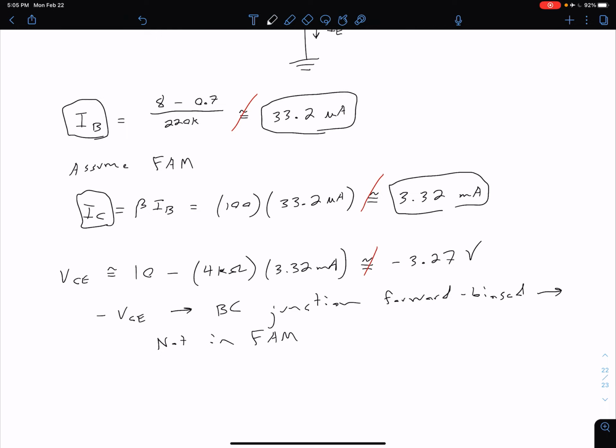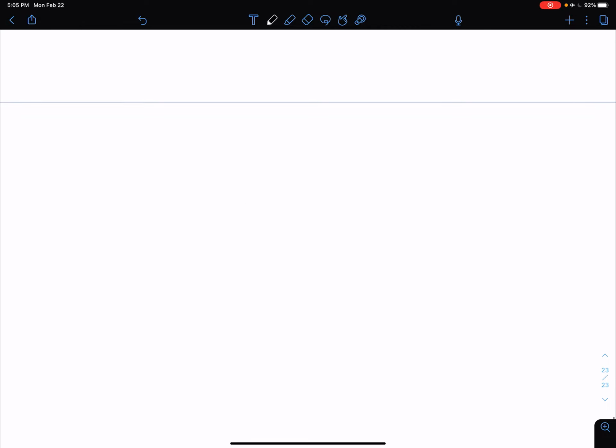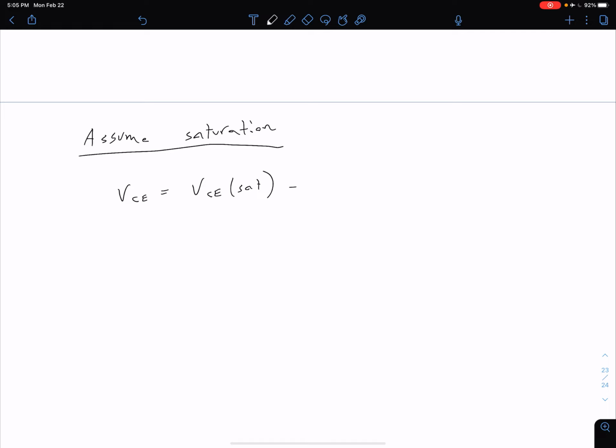So let's switch up our assumption, and instead of forward active mode, which we now know is incorrect, let's assume that we're operating in saturation. So assume we're in our saturation mode or saturation region. And if we're assuming this, the first thing that we can say is that our VCE is now equal to VCE sat, which was given in the problem statement as 0.2 volts. Okay, so right off the bat, we know our VCE value.